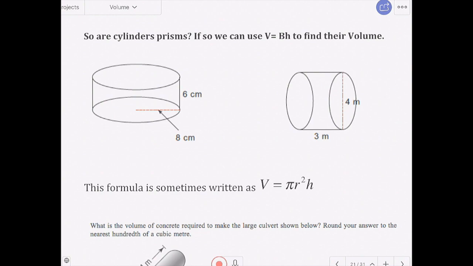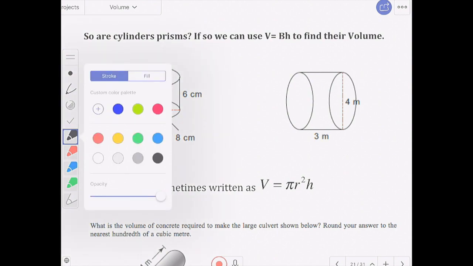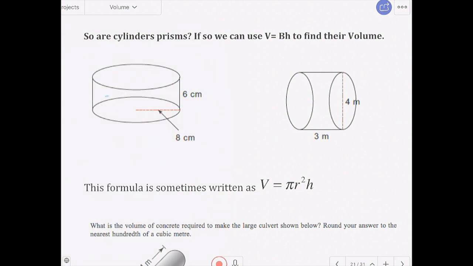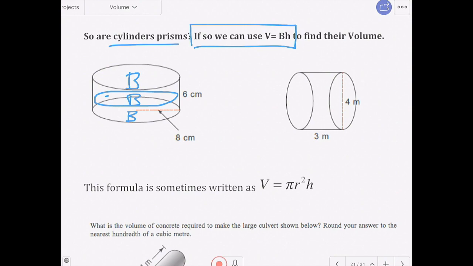Well, I'd say yes, right? If we actually sliced into this canister, anywhere we sliced into it, as long as we're slicing parallel to the bases, we end up getting exactly the same cross section as the bases. So yeah, cylinders are prisms, and since that's true, we can use volume equals big B times H to figure out their volume.